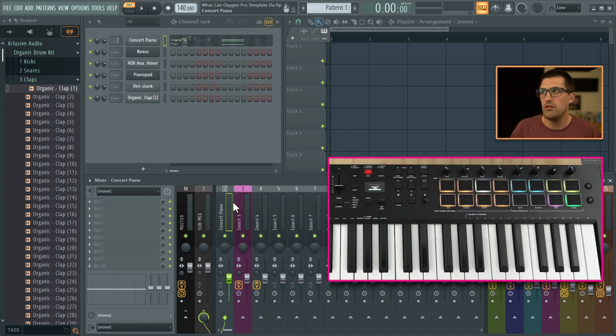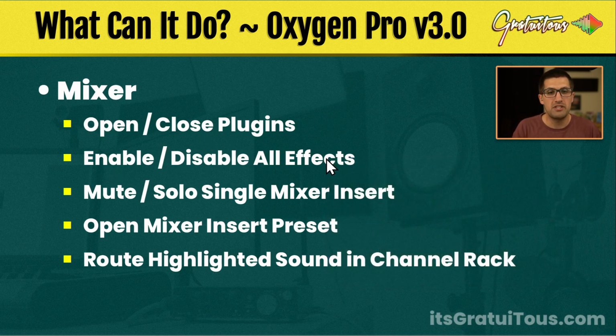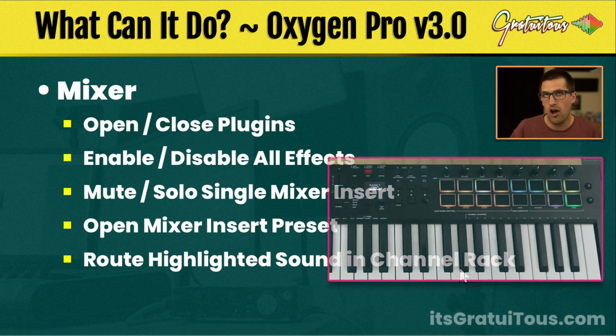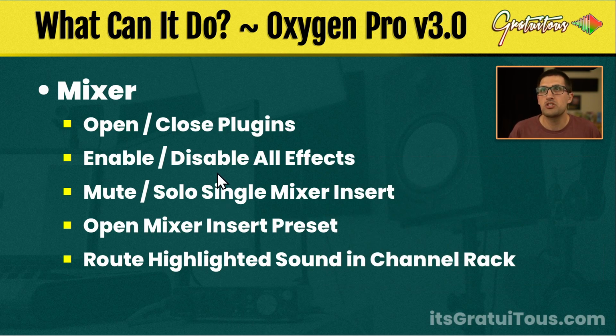Okay. So let's go back to our presentation. So again, I showed you how to open and close plugins, how to enable and disable all the effects, how to mute and solo, how to open presets. This was kind of confusing, but yes, we want to route the highlighted sound in the channel rack to the mixer. And I showed you how to do that off of this green button right there, okay? Okay, so let's go to the next one.